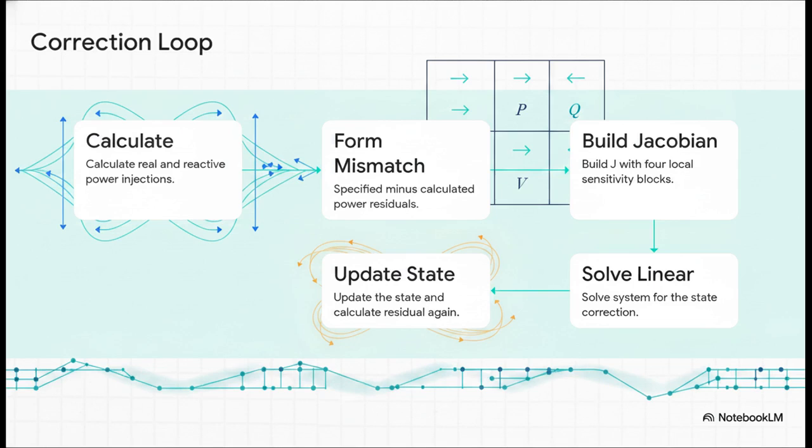Step 3. Build that reduced Jacobian with its 4 sensitivity blocks, which are real and reactive power with respect to angle and magnitude. Step 4. Solve this linear system to get your state correction. And finally, Step 5. Update the state and test the residual again.